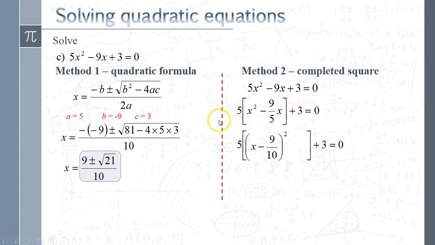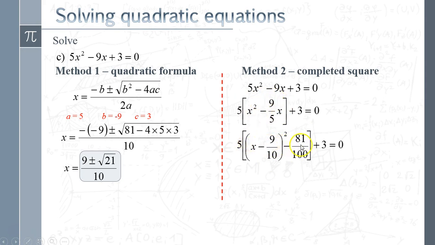Now, this bit here is going to give me x squared minus 9 over 5x, but we'll also get a constant term on the end as well, and that's going to come from 9 over 10 times 9 over 10. So I don't want that, I want to get rid of it, so what I'm going to do is just subtract that, so 81 over 100 is 9 over 10 squared. So what we're saying is that the bit inside the square bracket here now is exactly the same value as the bit inside the square bracket here.